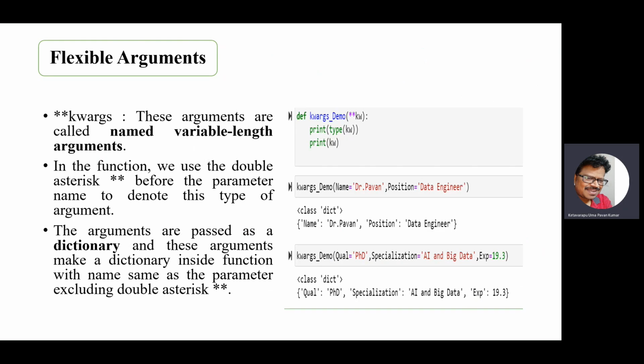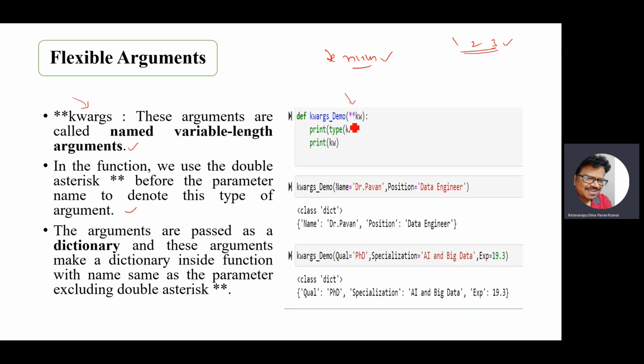Now we have one more support, guys. There is a second kind of flexible arguments, which is kwargs. These arguments are called named variable length arguments. In the function, we use a double asterisk before the parameter name to denote this type of argument. In the earlier example, we used only a single star, star number. You can give any number of arguments, 1, 2, 3, like that. There is no restriction on the number. But in this case, let me explain how we make use of this.